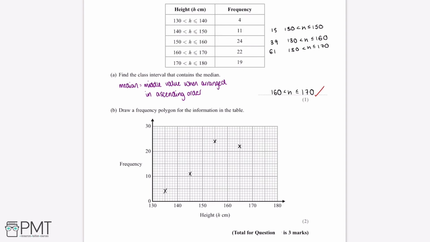And finally, heights between 170 and 180 centimetres, the midpoint will be 175 centimetres and the frequency is 19. So we'll plot the point 175, 19. And now the final thing we'll need to do to complete this frequency polygon is join up these points which we've plotted using a ruler.